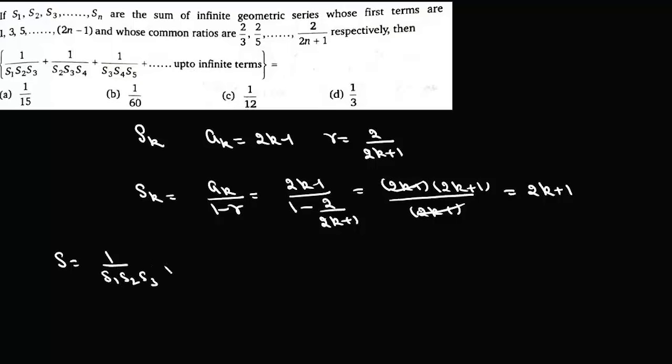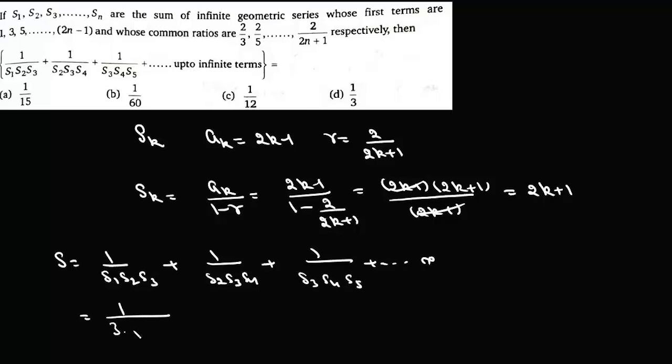So if we look at the sum of the series S, it is 1 upon S1, S2, S3 plus 1 upon S2, S3, S4, plus 1 upon S3, S4, S5, and it continues up to infinity. Now S1 is 3, so it is 3 into 5 into 7. This is 5 into 7 into 9. 7 into 9 into 11. Now here the terms are in AP and the difference between the first and last term in each expression is 4.